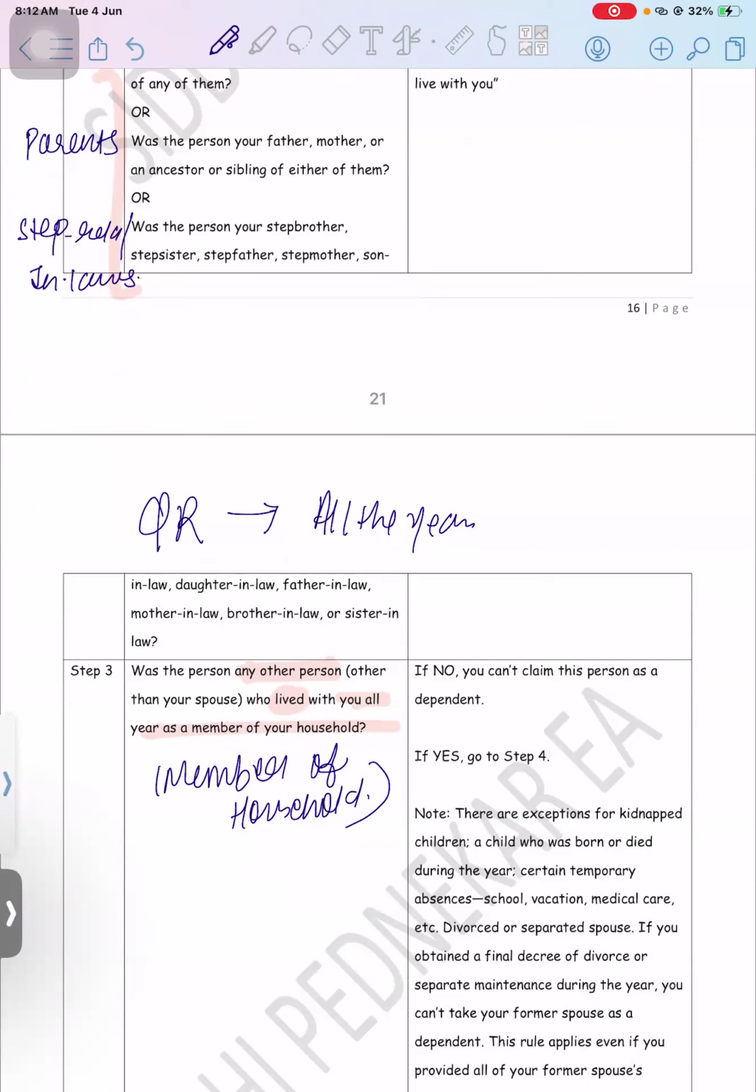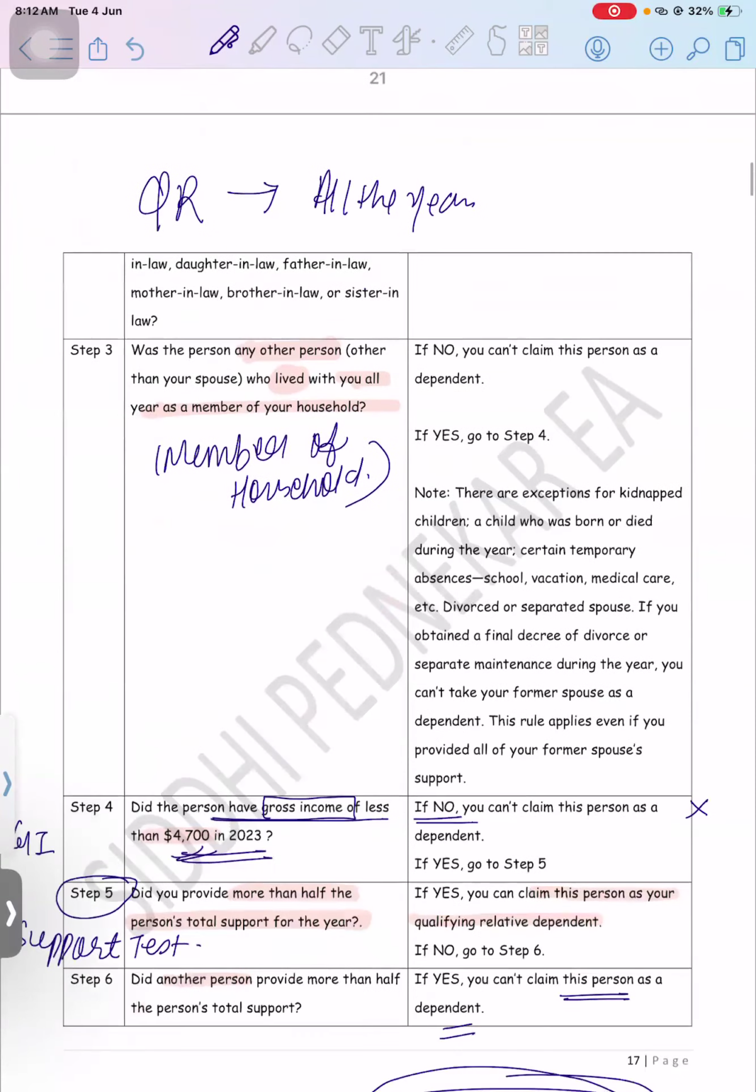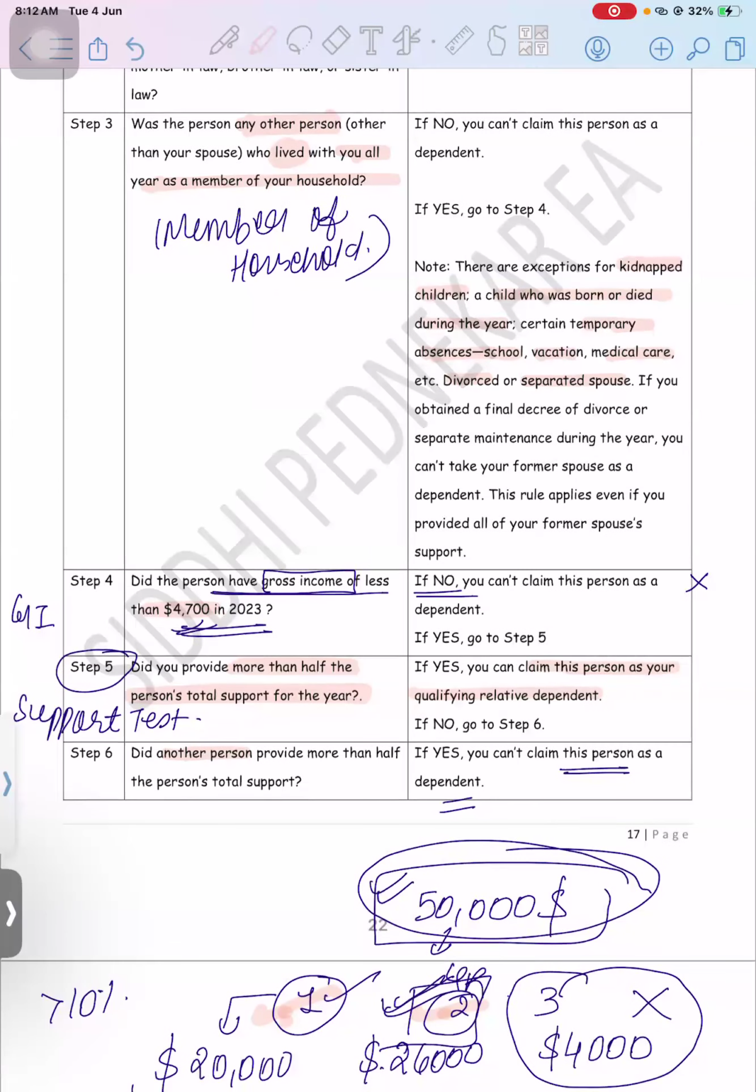There are only some exceptions, for example, if you are not available at the home due to some reasons. That is, if a person is kidnapped. Okay, exception for a kidnapped child, a child who was born or died during the same year, and temporary absence due to school, vacation, or medical care. Due to these reasons, there is a temporary absence. Apart from that, the whole year you are living with the taxpayer. Okay, so he can claim you as a qualifying relative. Clear, guys?